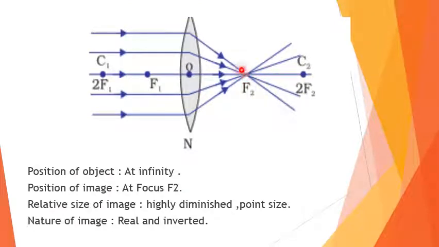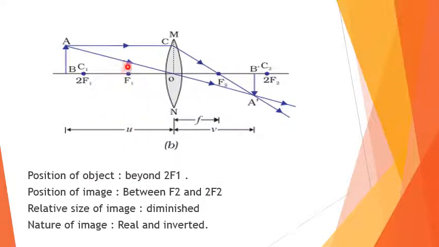If you can see my pointer, the image is point size, very small. And how is the nature? Real and inverted.